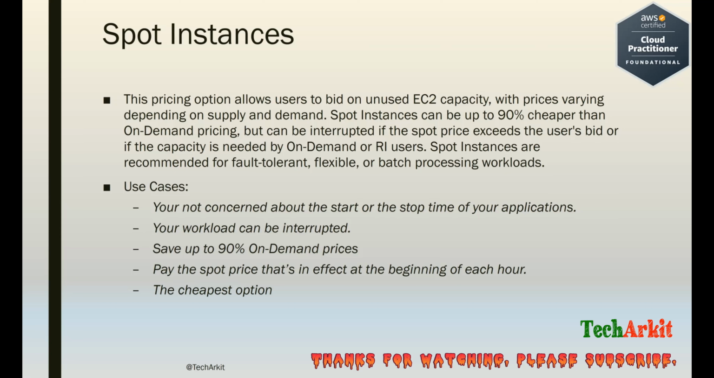So this is more savings when you choose spot instances. Pay the spot price that is in effect at the beginning of each hour. So you have to pay the amount based on the hours you utilize. This is the cheapest option, but the workloads can be interrupted. So you can use this for batch processing, like cron jobs running at uncertain times, or scheduled applications. These batch processing jobs can be done using the spot instances model.